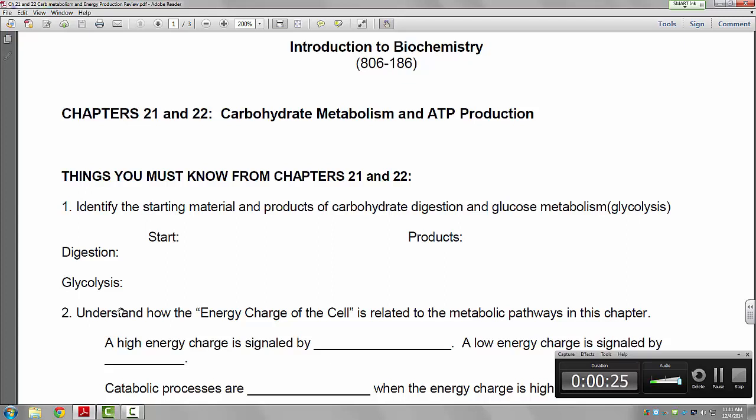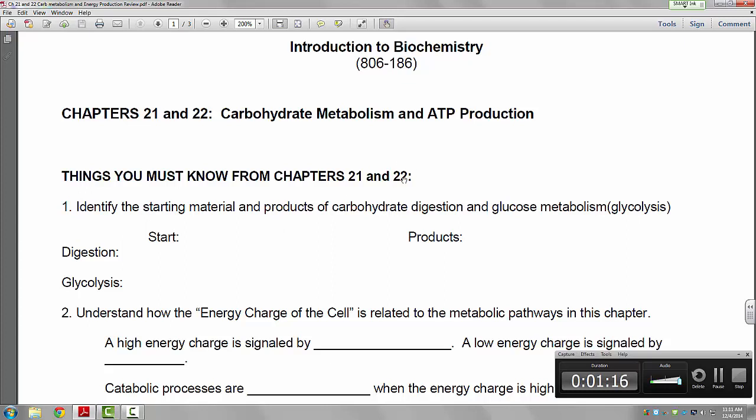Chapter 21 is about carbohydrate metabolism and essentially glycolysis, other pathways such as gluconeogenesis, glycogenolysis, and glycogenesis, the synthesis of glycogen. Also talks a little bit about digestion. Now, this document covers both chapters 21 and 22, but this video will only cover the first half, maybe the first 9 or 10 items here dealing with chapter 21, carbohydrate digestion.